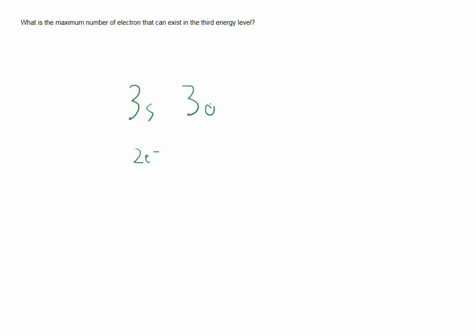And then a 3p, a p holds 6 electrons. And then a 3d holds 10 electrons. There is no 3f, so if you realize that these are what constitutes the third energy level, then it's just an issue of adding these up. So there's 2 in the s, 6 in the p, and 10 in the d, and so the total amount for the third energy level is 18 electrons, and that would be your answer there.